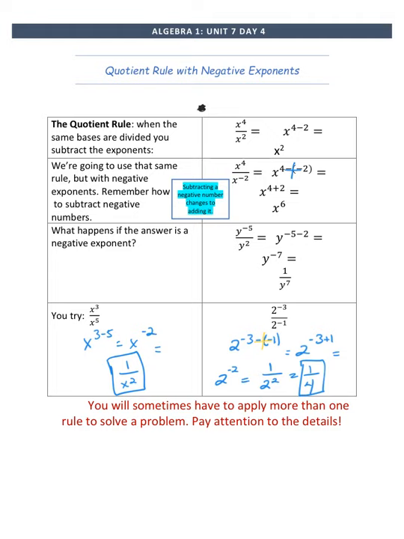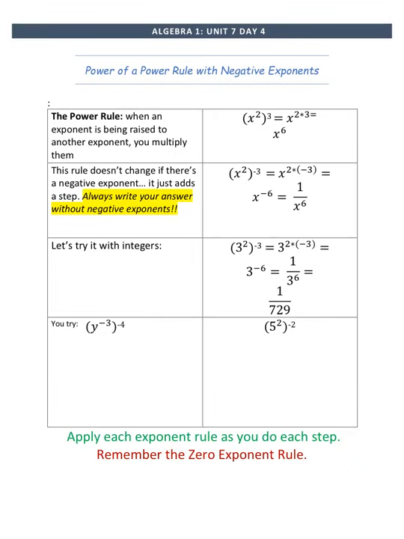All right, last page. The power of a power rule. So you've learned everything with positive exponents. Now you're going to learn the rest of the rules with negative exponents. All right, same concepts, nothing changes. So the power rule says when an exponent is raised to another exponent, you multiply them. So it doesn't change if it's a negative exponent. You still multiply them, but then you apply the negative. So we're going to try it with integers.